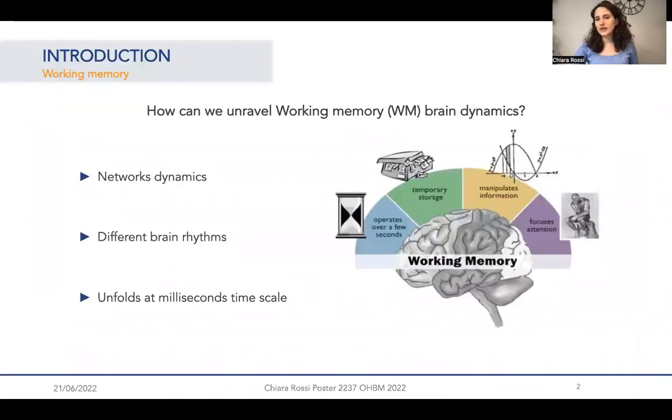As we know, working memory is that cognitive function that allows us to remember an item and then recall it just after a few seconds. But how does the brain perform this cognitive function? What do the brain dynamics look like? So far we know that the brain recruits large-scale brain networks and that the brain regions involved in these networks communicate and synchronize using different brain rhythms, hence alpha, theta, and so on. Also, these networks wax and wane at a milliseconds timescale.